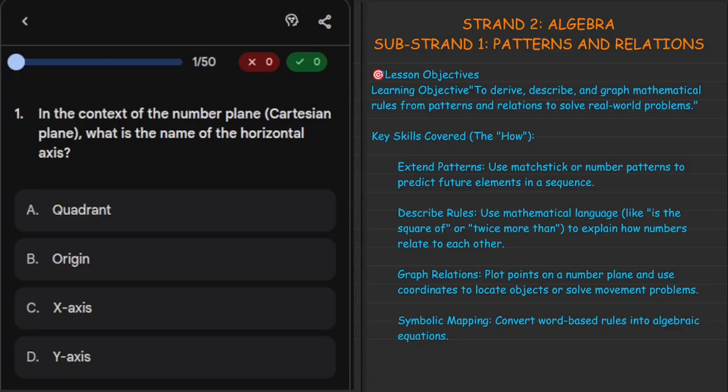In this lesson, we're solving questions on algebra, and specifically patterns in relation. Here are the learning objectives. As I always say, this is just solving of questions, and I'll try my best as much as possible to explain some of these concepts we'll be using as well.